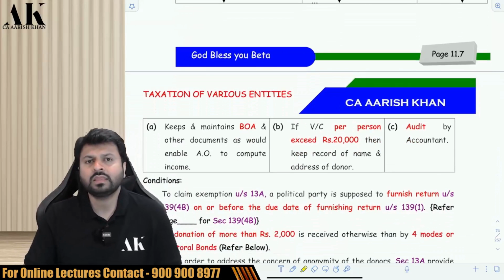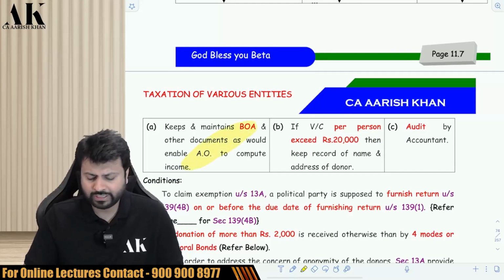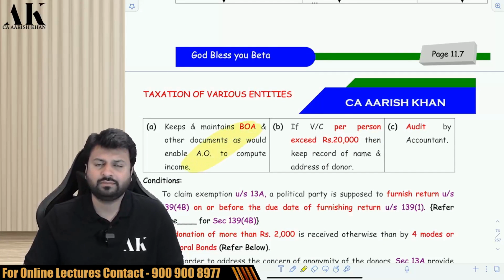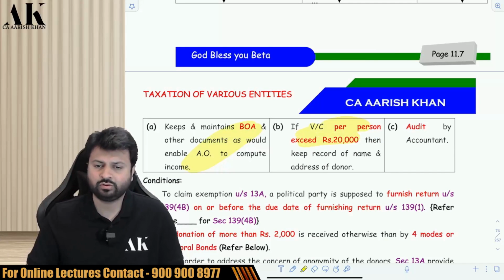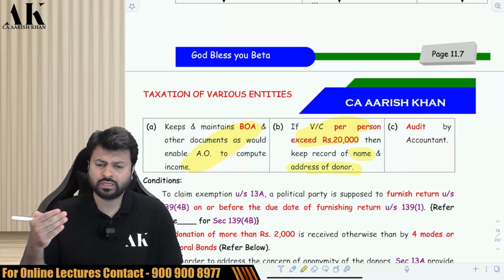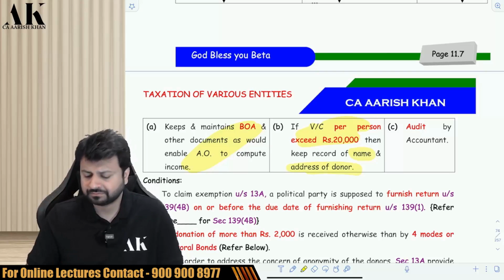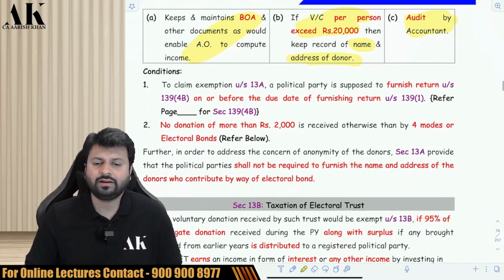If they get some contribution or donation, that is also exempt, but they have to keep and maintain some documents. If the voluntary contribution is greater than 20,000 rupees, they need to keep the record of the name and the address of the donor. And the books of accounts have to be audited by a chartered accountant. They have to fulfill these conditions, then the donation received is also exempt.